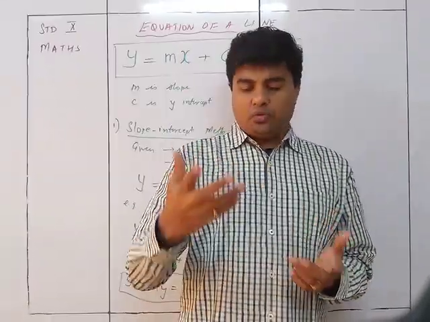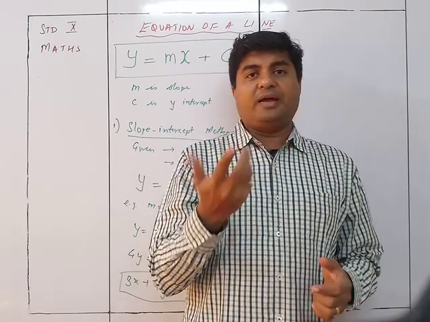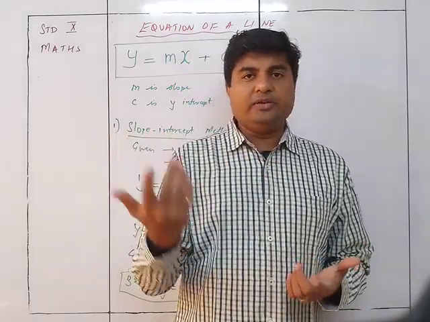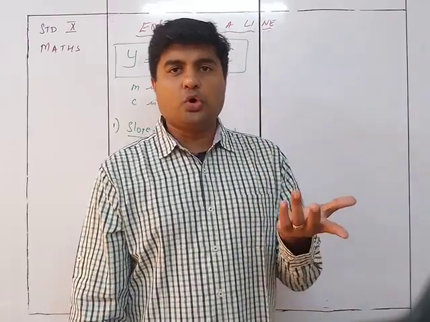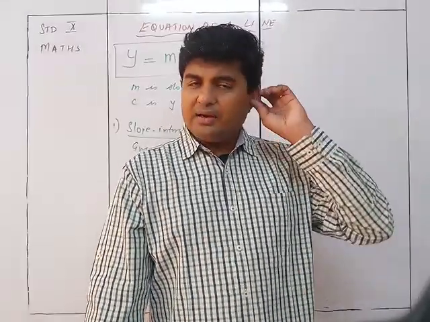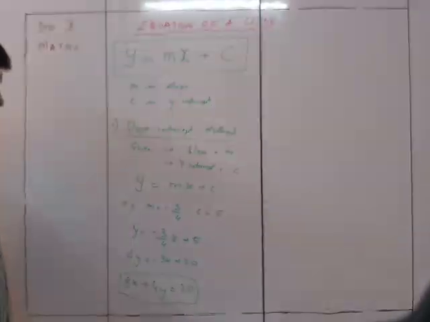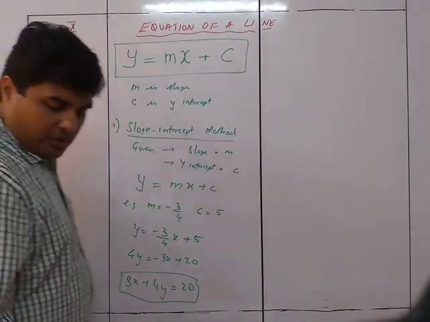Maybe they give you a line and the angle theta, and you know that it is cutting the y-axis at a particular point. So theta will give you the slope, tan theta, and the y-intercept is known to you, so accordingly you can make the equation like this. That is the first method.